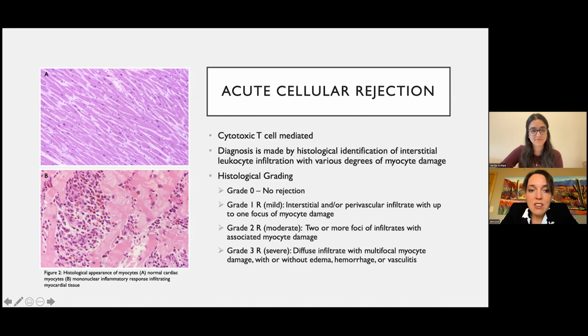there. And you can even get an opportunity to see where the lymphocyte is chewing on, I like to say chewing, but it looks like it's chewing on the myocyte and causing that damage. And so this example on the bottom figure is an example of severe 3R rejection with diffuse multifocal myocyte damage.